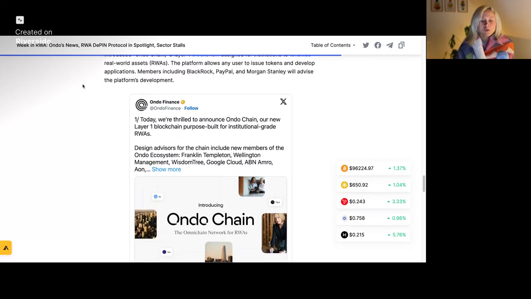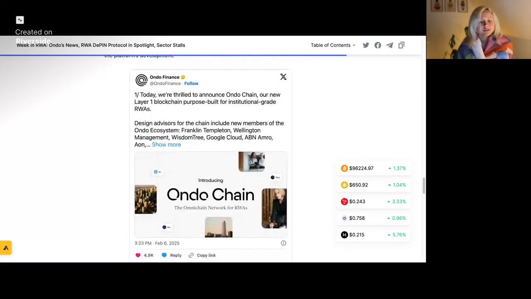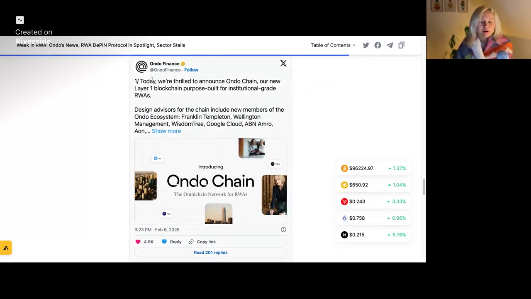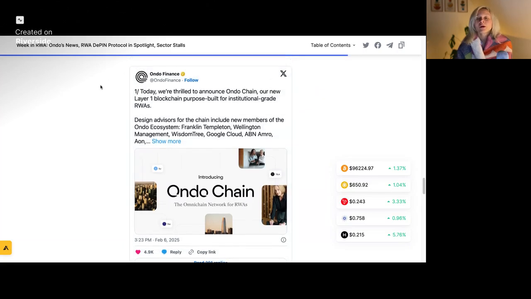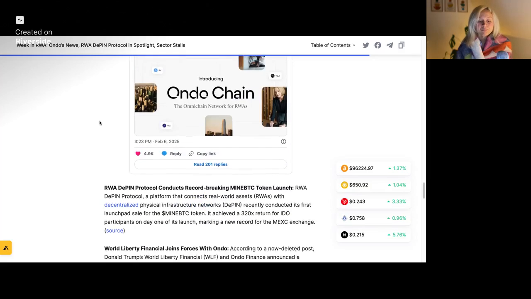And here is the post and the announcement from Ondo Finance, and you can go and check the profile as well. And specifically, if you're looking into investing long term, despite the price action on Ondo Finance, it's a very interesting project to have a look at.